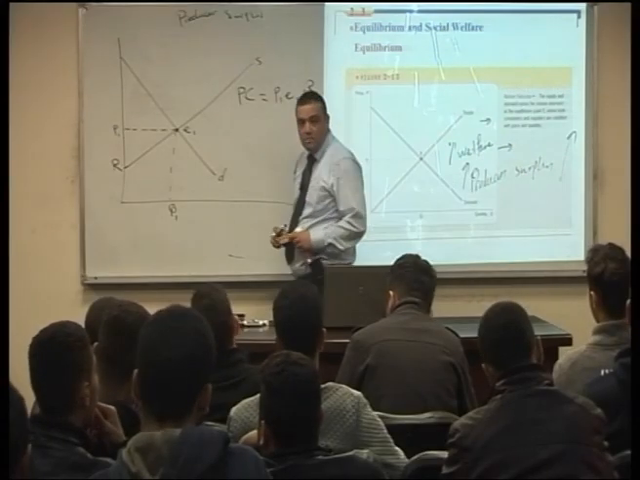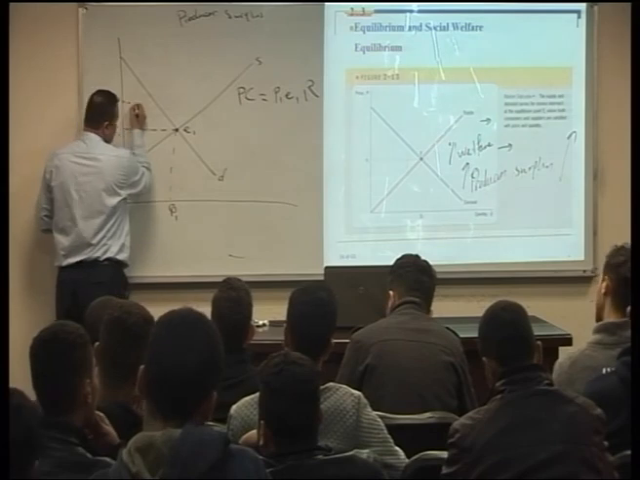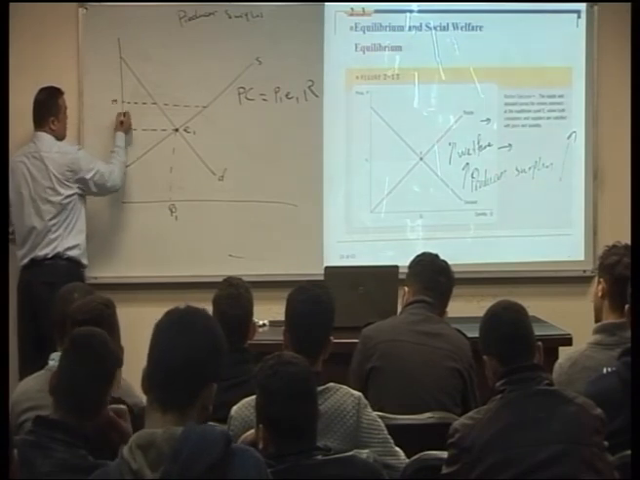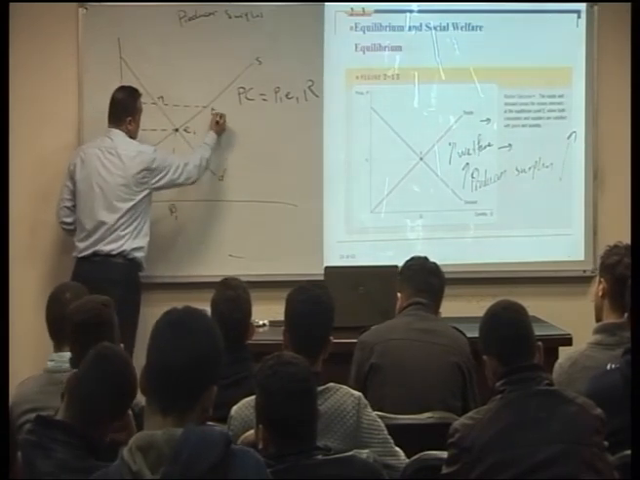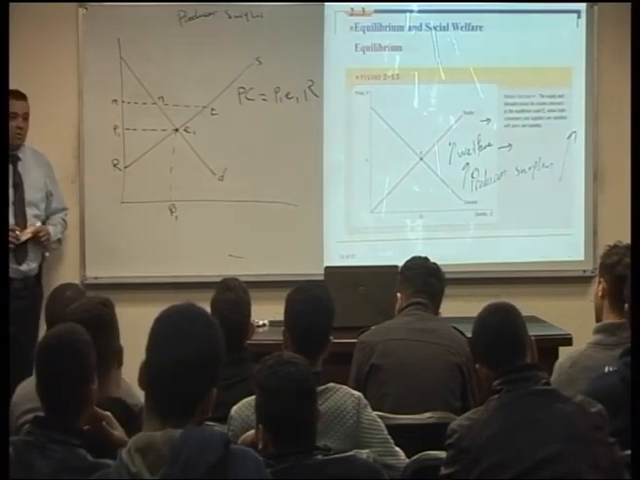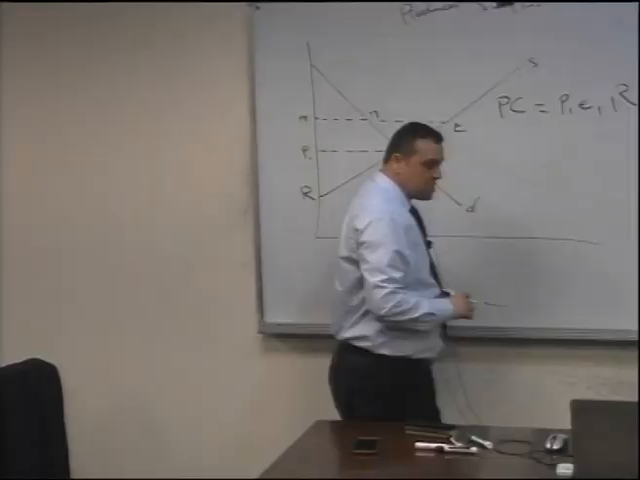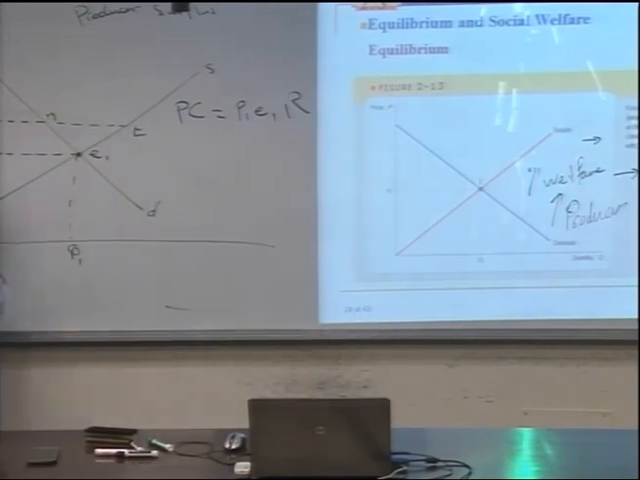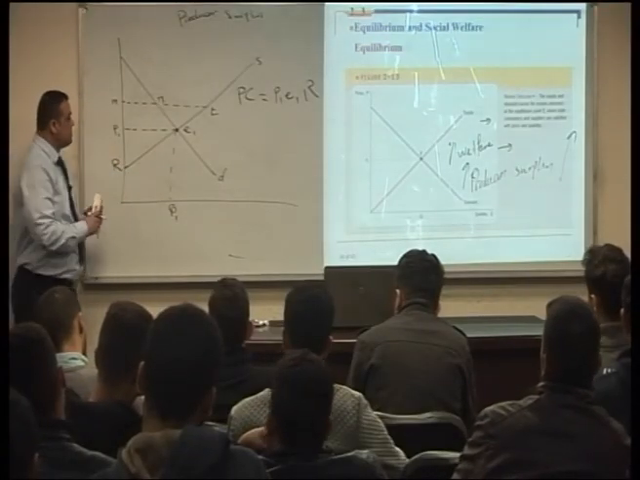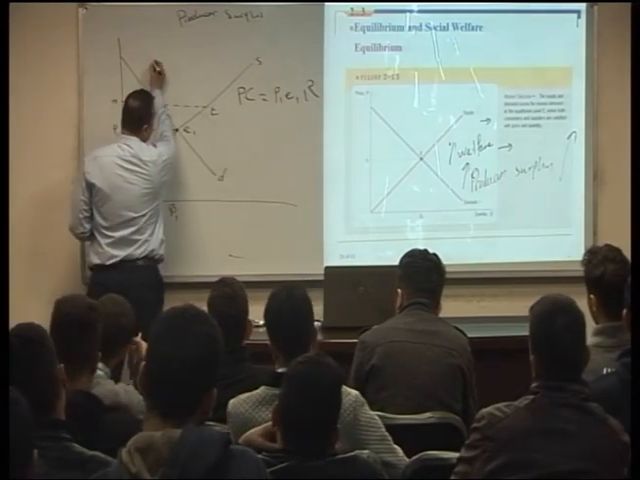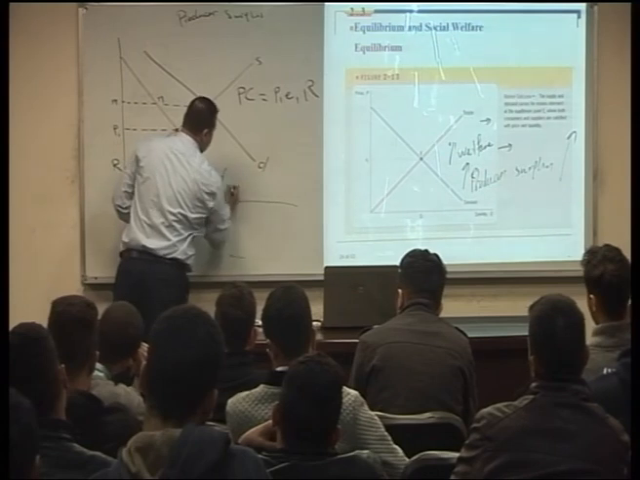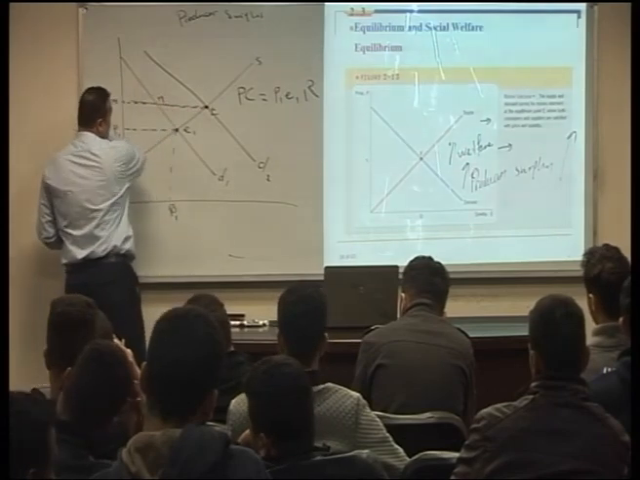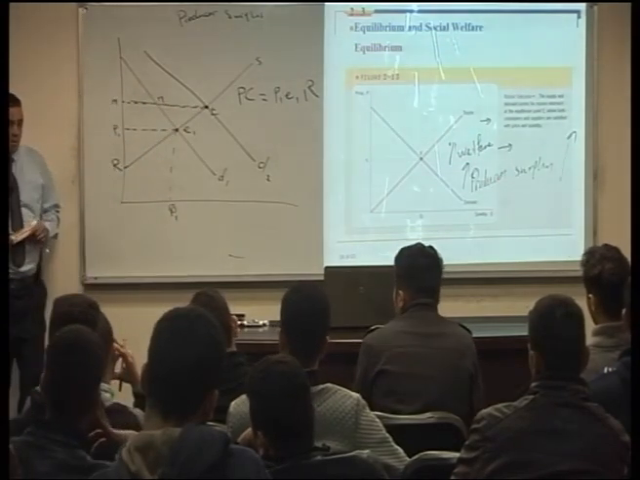As the price goes up, M, N, or T. Where is the new producer surplus? Yes, MTR, because here let us assume that the demand shifts from D1 to D2. We have a new equilibrium point here. Where is the new producer surplus?